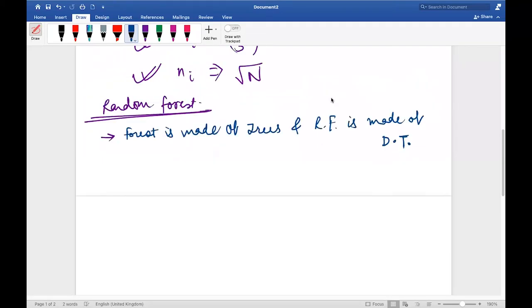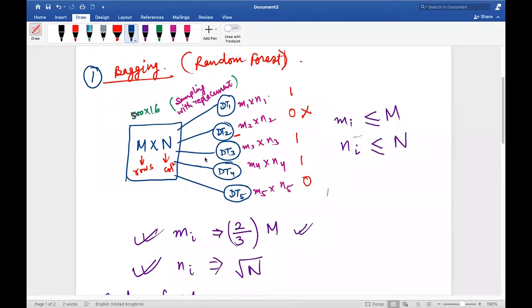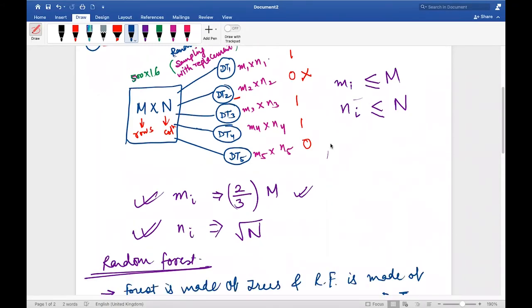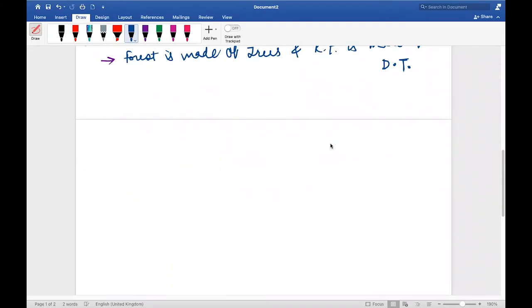Why is it called random? Because of random sampling. The sampling we are doing is random. Any row can be qualified in M1, M2, M3, M4, M5, up to MN. Similarly, any column can come in N1, N2, N3. So this is random sampling with replacement, and that is the reason the name is random. Why is it called forest? Because it is a collection of trees. It is not giving any hi-fi names; it uses the same concept we know from ages. A collection of trees, we call it a forest.